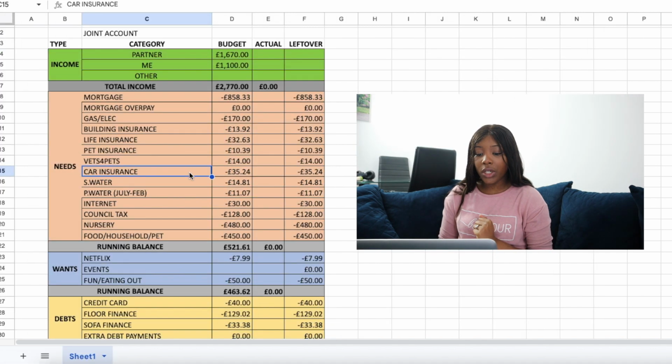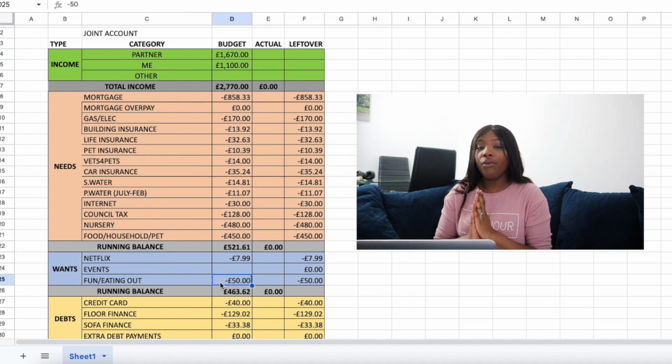Okay, let's have a look at wants. So they've got Netflix, which is $7.99. They haven't currently got anything for events. And then they also have fun/eating out. I would assume that this is maybe eating out for the both of them rather than themselves, because I think once we go into the personal account, we'll probably see a bit more.